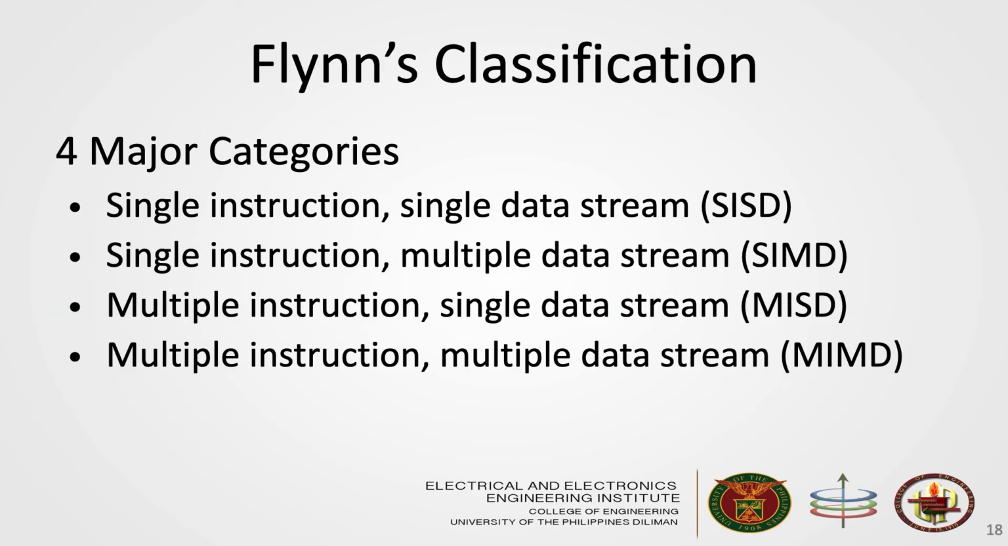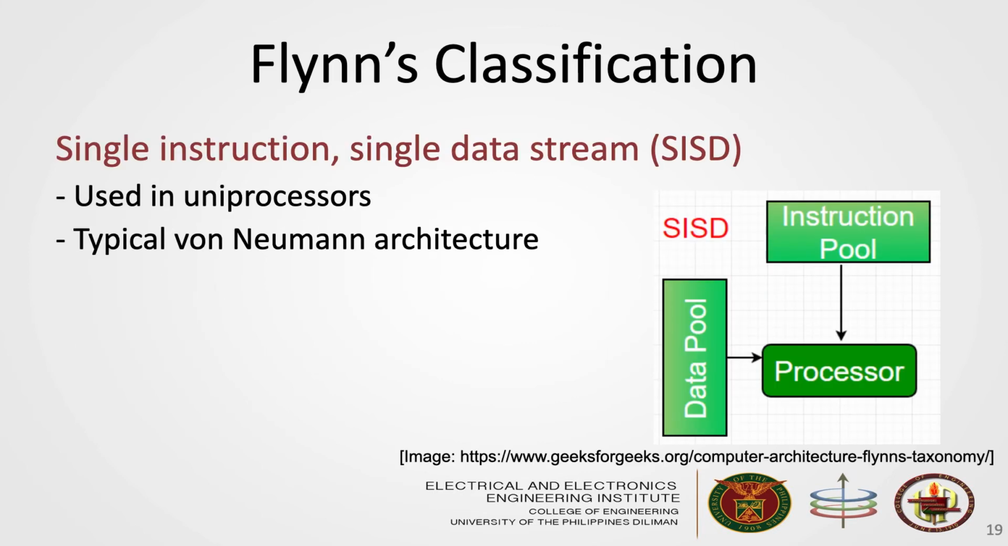Because of the popularity of parallel computing and multiprocessor computers, another computer classification has emerged based on the number of instruction and data streams that can be processed simultaneously. This is called Flynn's classification, and it's classified into 4 major categories. The first category is the single instruction, single data stream. This can be seen in uniprocessors that typically use von Neumann architectures where instructions are executed sequentially on a single dataset.